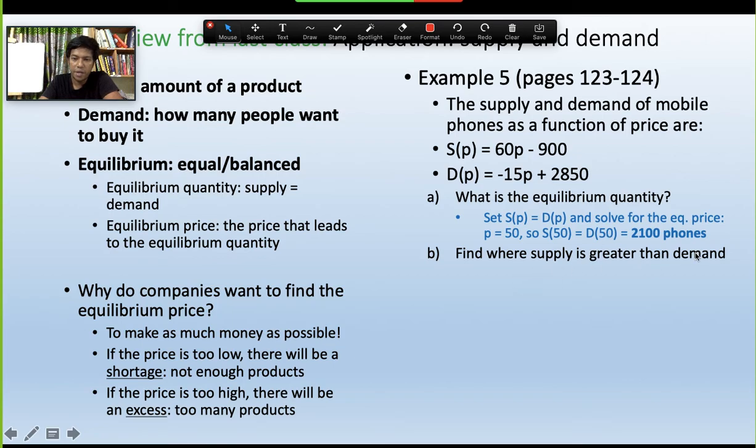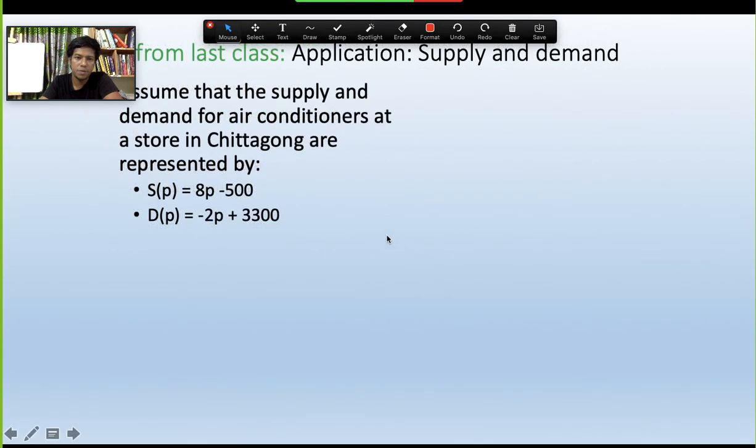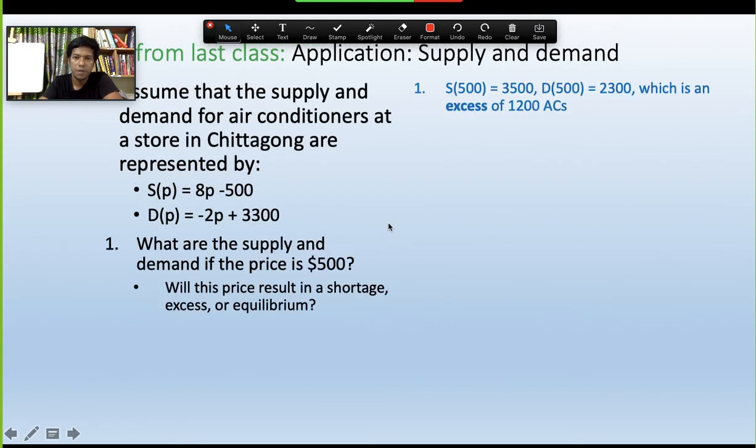Find where the supply is greater. Supply is greater than demand. That means SP is greater than DP. This is just a review math. Exact same question and exact same graph here. Okay, just a review question. Another review question from supply demand math.